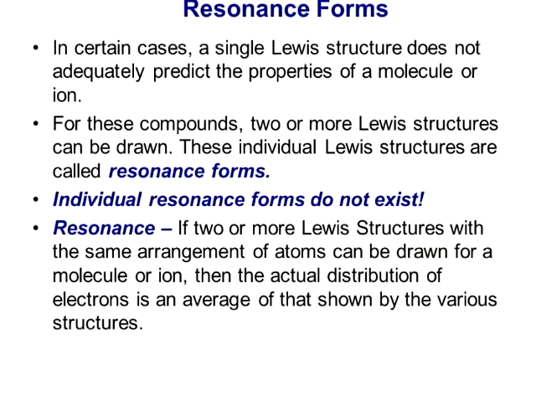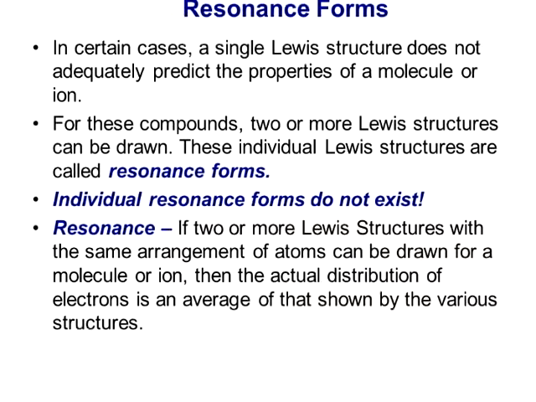So we just draw different structures. These individual Lewis structures are called resonance forms. So resonance forms are Lewis structures with mobile electron pairs. In other words, a single resonance form does not exist.